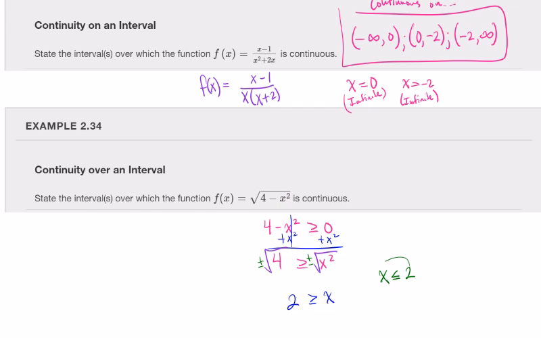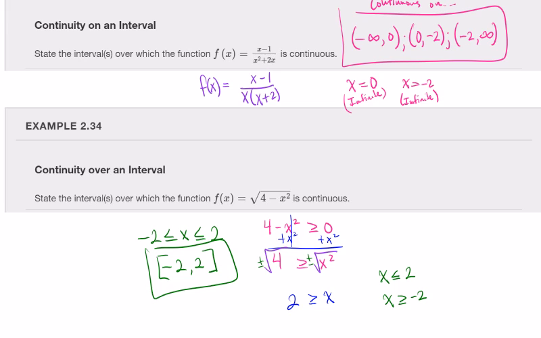So x has to be less than or equal to 2, but it also has to be greater than or equal to negative 2. Because if I put a negative 3 in and square it, I get positive 9, and 4 minus positive 9 is negative 5. So it has to be greater than or equal to negative 2 and less than or equal to positive 2. So it's actually this interval. This is inequality notation, which is totally fine if you want to leave it like that, or you can put it in interval notation like this.